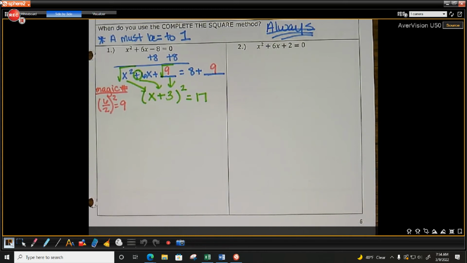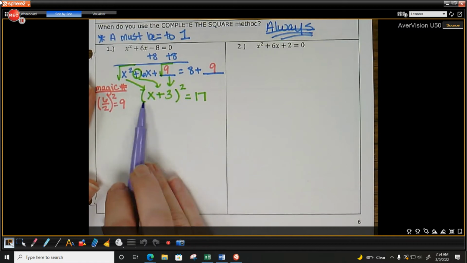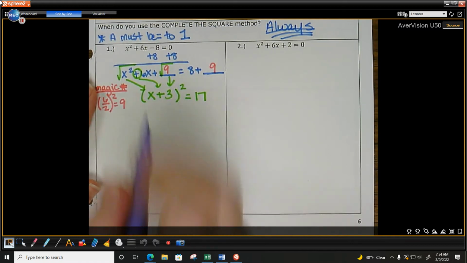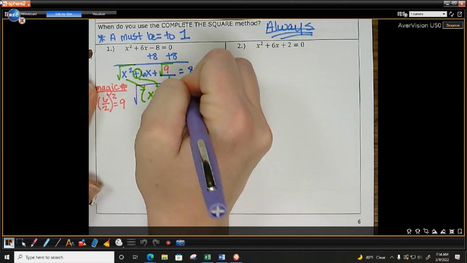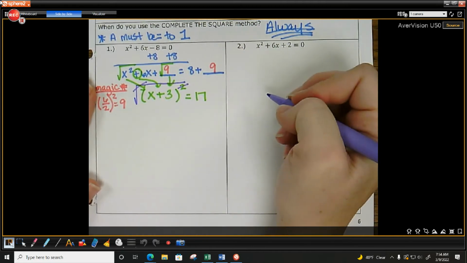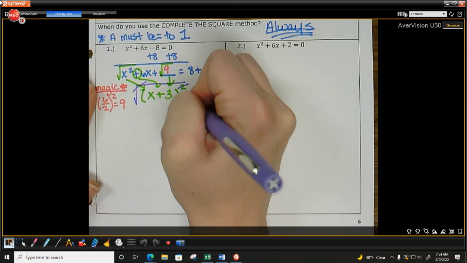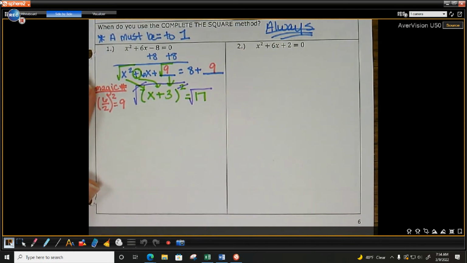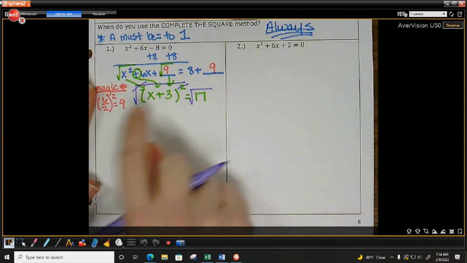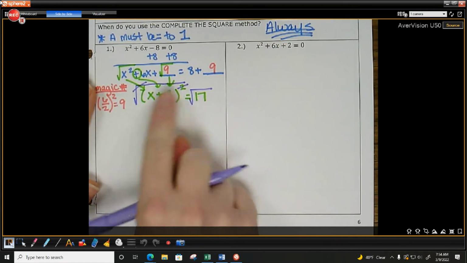Good? Okay. Now it says take the square root of the perfect trinomial and the square root of the right side. The reason I can square root this is because I have one thing to the second power. If I square root it, the square and the square root cancel each other out. If you square root on the left, what do you have to do on the right? Square root. We okay with that? The reason you're allowed to do this is because the parentheses are squared. I want to get the parentheses unsquared, so I square root it.